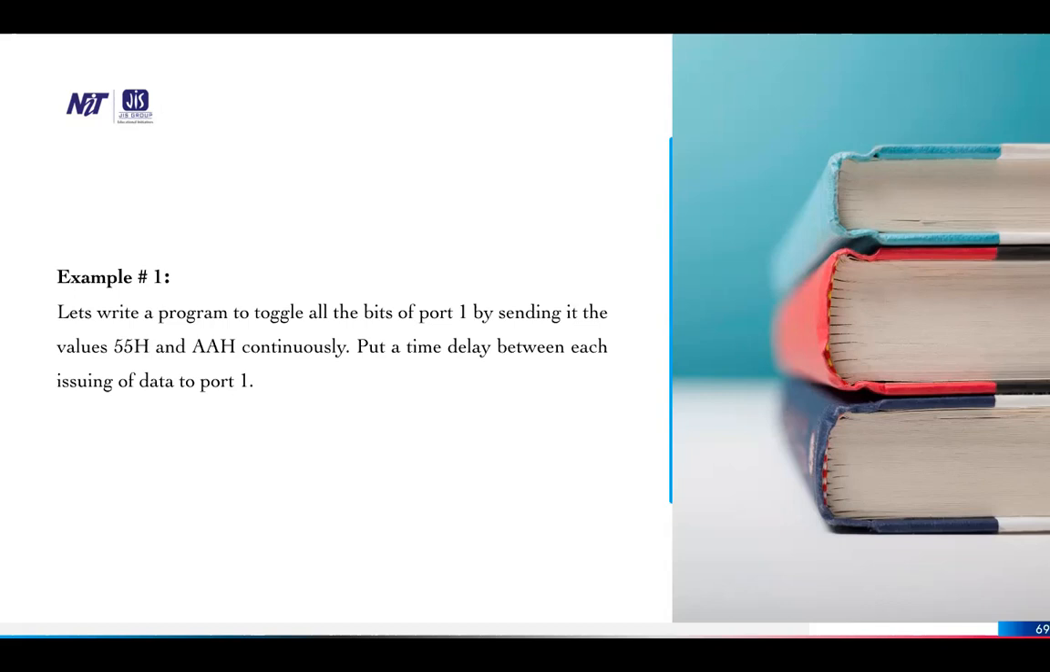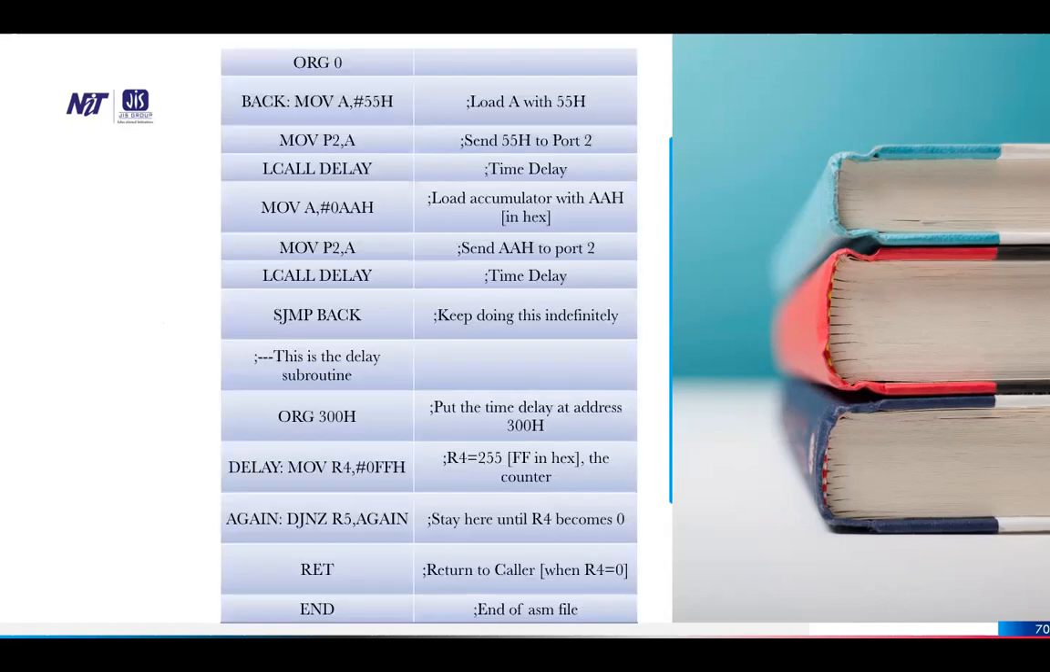Example 1. Let's write a program to toggle all the bits of port 2 by sending it the values 55H and AAH continuously. Put a time delay between each issuing of data to port 2. First ORG 0. Back colon, MOV A, #55H. Load A with 55H. MOV P2, A, send 55H to port 2. P2 indicates port 2. LCALL DELAY, time delay starts from here.